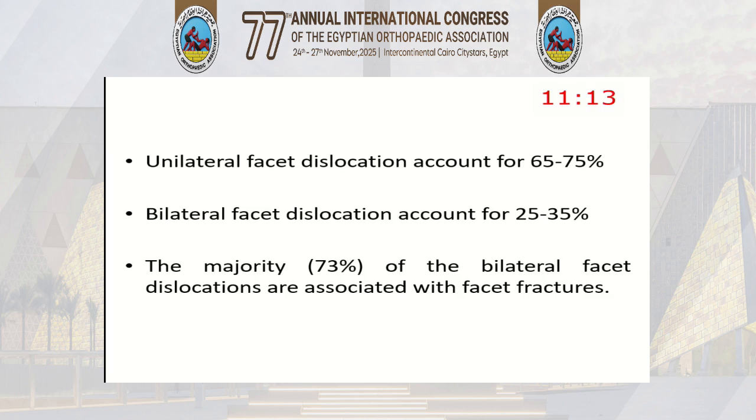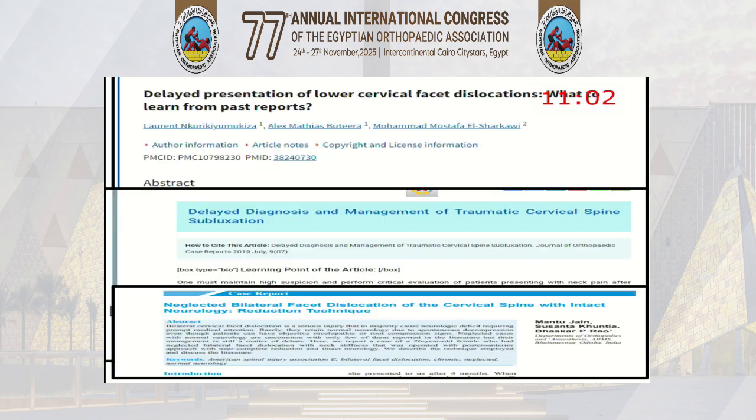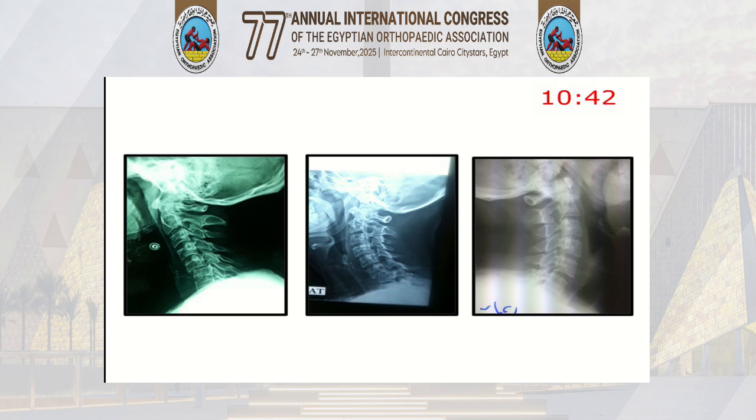Unilateral facet dislocation accounts for 70% and bilateral for 30%, and the majority of bilateral facet dislocations are usually associated with facet fractures. Still, there is an incidence of missed facet joint injuries up till now. Fortunately, those cases are reported as case reports or small series of patients. I will present 3 cases with missed or delayed diagnosis, with different causes of delay.